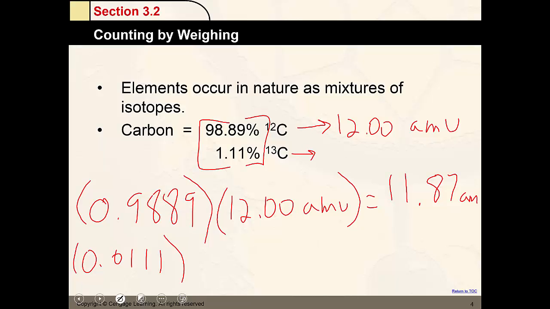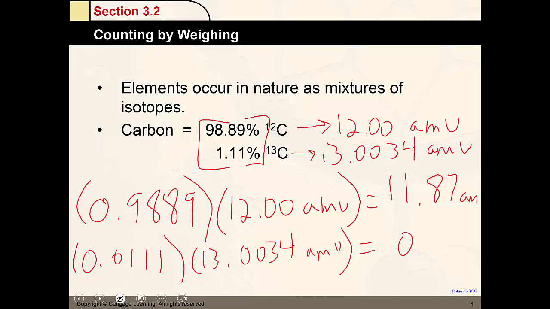And then you'll always be given the actual atomic mass of carbon-13. It's not exactly 13; that's only the case for carbon-12. So this atomic mass is actually 13.0034 AMU. You multiply those two together, and you get a mass contribution of that isotope of 0.144 AMU.